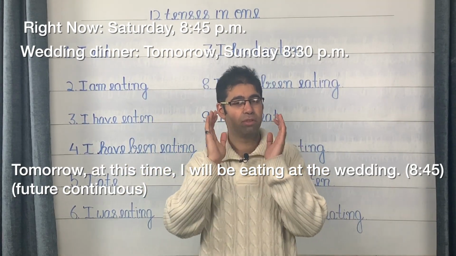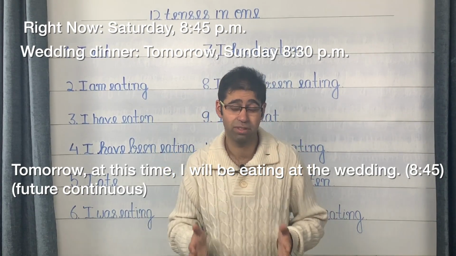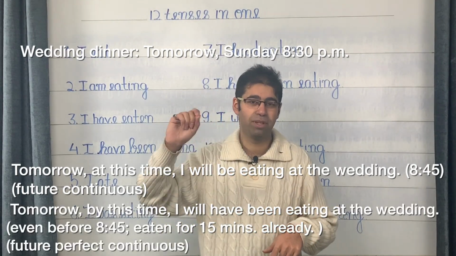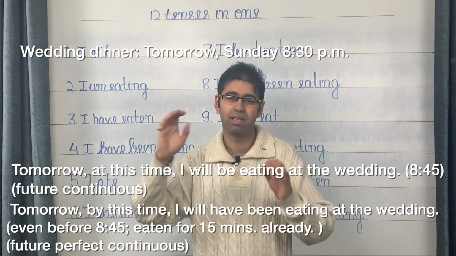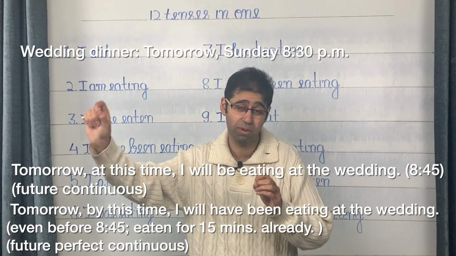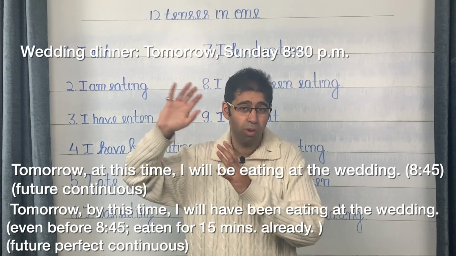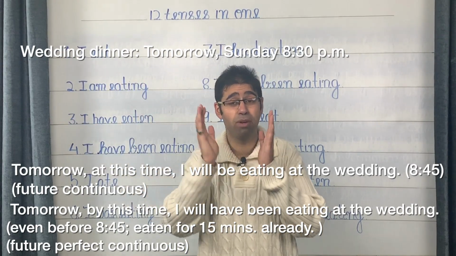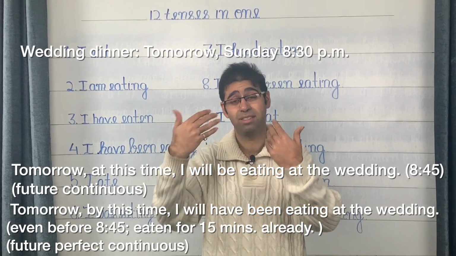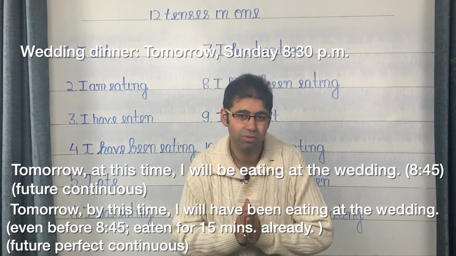However, in case of the future perfect continuous, let's say again at Saturday 8:45, the same speaker says that tomorrow by this time I will have been eating at the wedding. Now this does not particularly pinpoint to 8:45 p.m. On the contrary, this suggests that by tomorrow 8:45 p.m. I will be in the middle of my meal, and that by 8:45 I would have already started and I would have been eating for 15 minutes. So that's the precise difference over here.